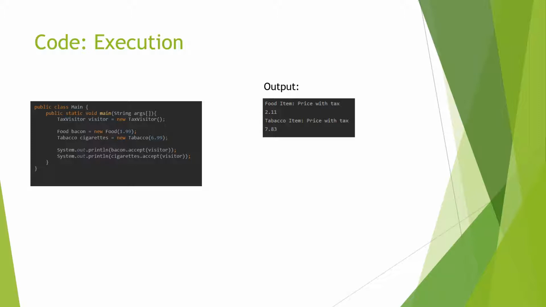So what ends up happening is we go to the system out print line. We have bacon, which calls that accept function, which we pass our tax visitor to, and then it'll take the visitor class visit and apply the food bacon, which is $1.99, to that visit function and return the price of $2.11, which would be the $1.99 times 6% sales tax. And then we also do the same thing for cigarettes, which would be the $6.99 times the 12% sales tax, which returns $7.83.